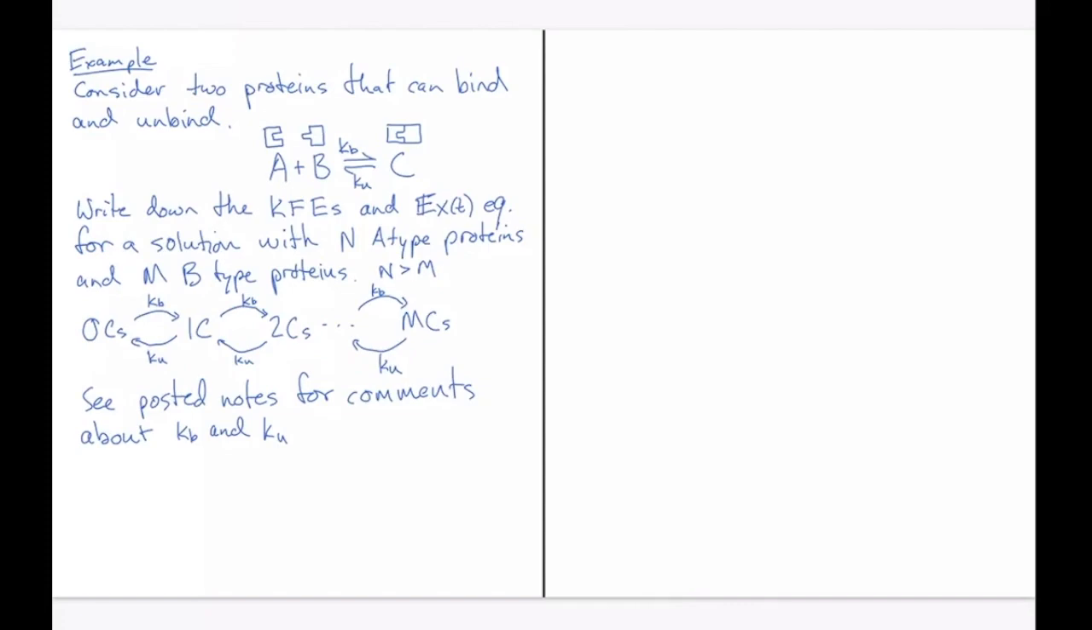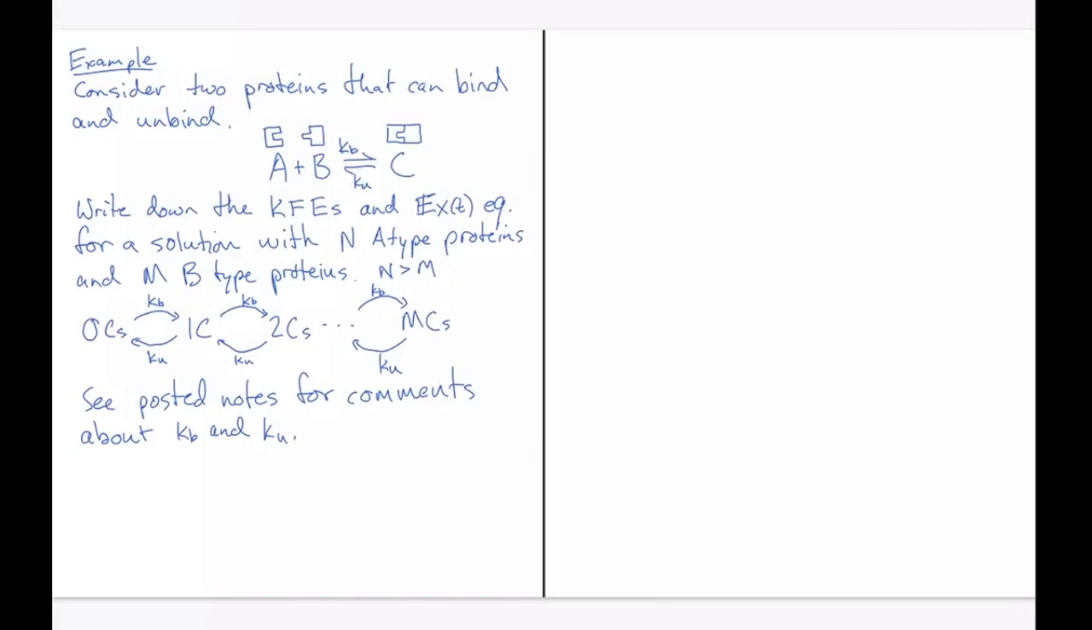Okay, so in the notes that I'll put on the course website, I'm going to put in some comments about KB and KU for general interest. They're a little bit technical and they're a little bit hand wavy, so I won't go through those here. But it may be interesting if you're interested in these types of models to read through that just to get a better idea of how those parameters are interpreted.